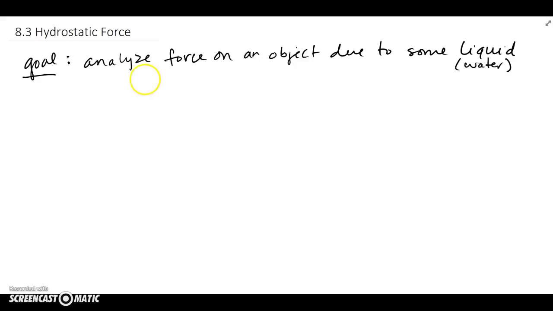So in this section, our goal is to analyze force on an object due to some liquid, and in this case we mainly look at water as our liquid. So the idea is, if an object gets submerged in water, what kind of force is acting upon it? So we basically look at the force from water pressure that acts upon that object.